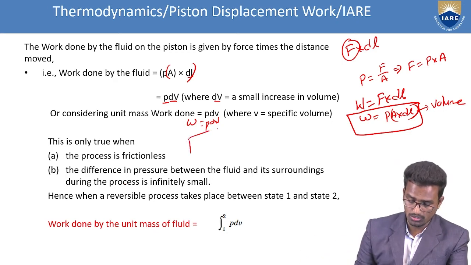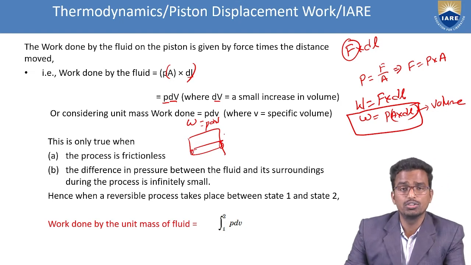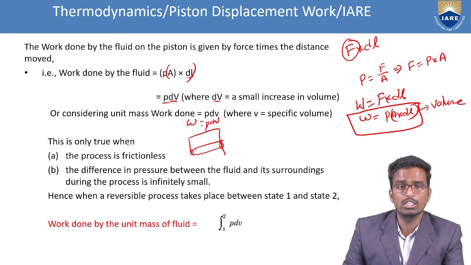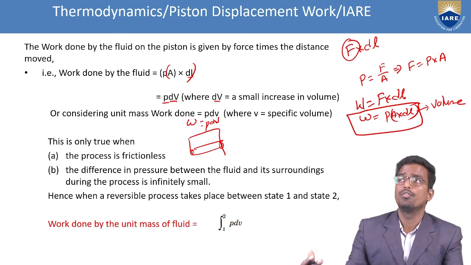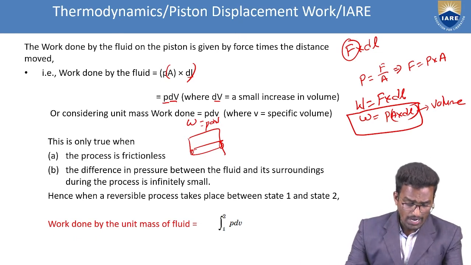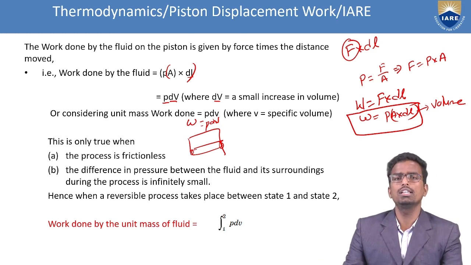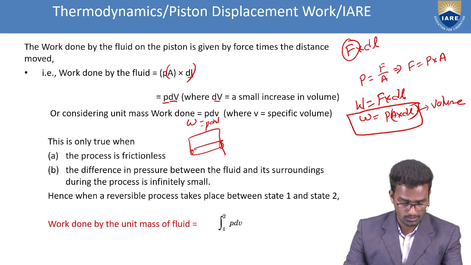So between the piston and the cylinder, the walls between the piston and cylinder, you assume it is a frictionless condition only, then this work is happening. Otherwise, the work is lost to the friction, right? And second case, the difference in pressure between the fluid and the surroundings during the process is infinitely small. During the process of pressure between the fluid and surroundings, the process is called an infinitely small process.